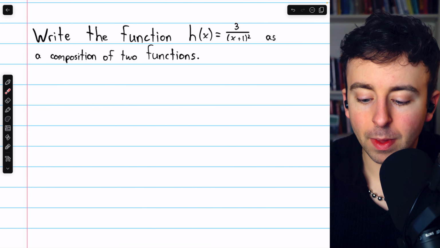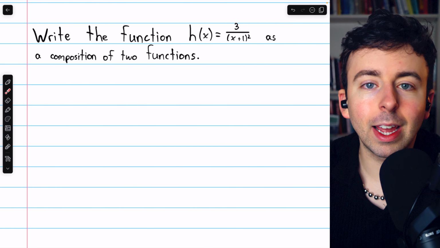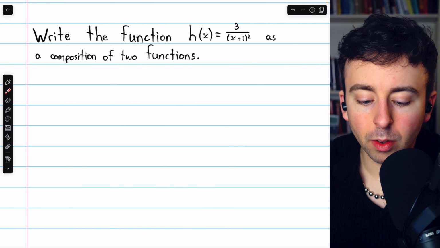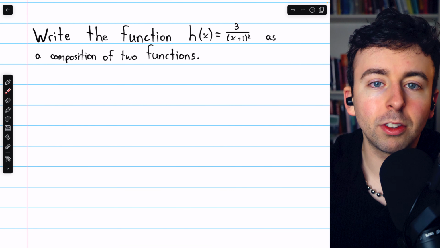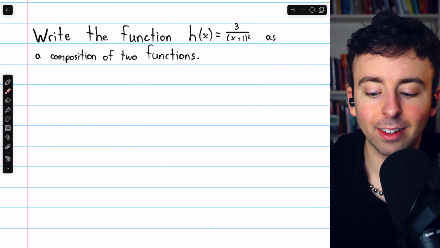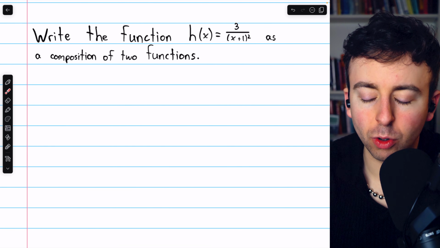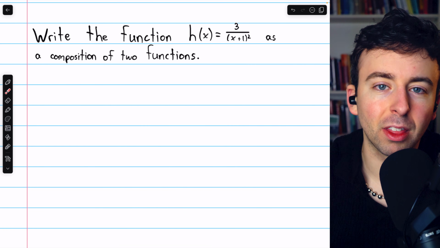Here's our next example. h of x equals 3 over (x plus 1) squared, and we want to write it as the composition of two functions. I'll give you a minute to think about this one. When you want to write a function as a composition, you want to think about what's being done to x. In this case, we see 1 is being added to x, it's being squared, x is in the denominator, and there is a 3 in the numerator. So there's like this multiplication by 3.